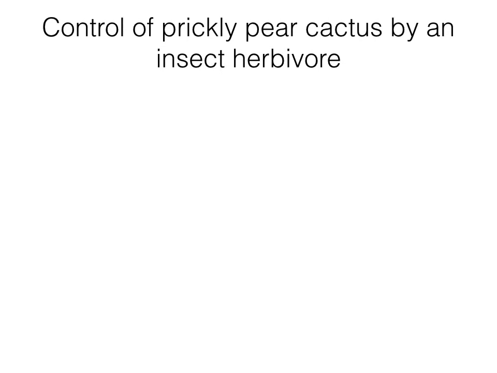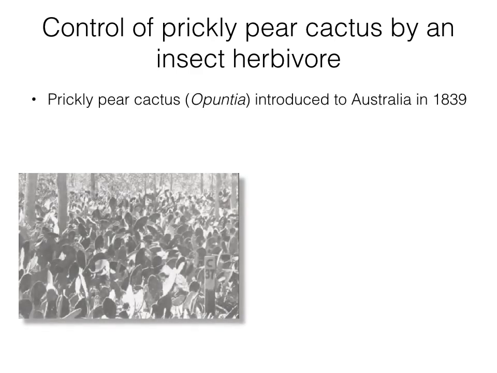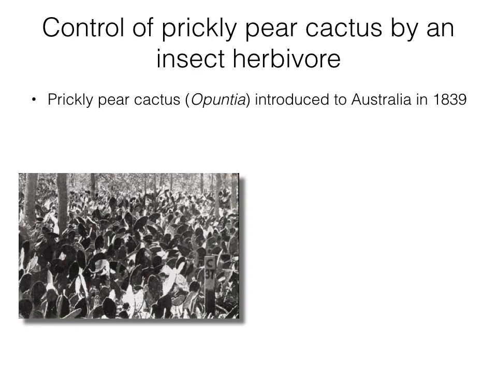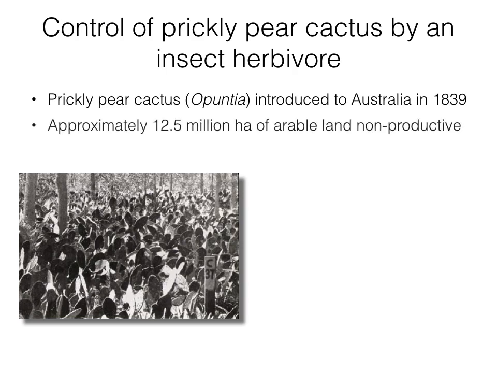In 1839, and this is another example, actually, of control of a plant population by an insect herbivore, the prickly pear cactus, Opuntia, was imported into Australia primarily for use as an agricultural fence, but also in an attempt to establish an early carmine dye industry. The cactus population, after it was introduced, quickly got out of control and essentially rendered approximately 12.5 million hectares of arable land non-productive.